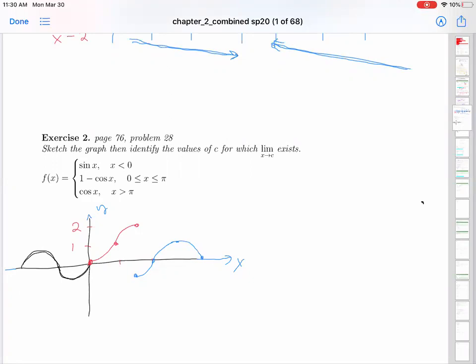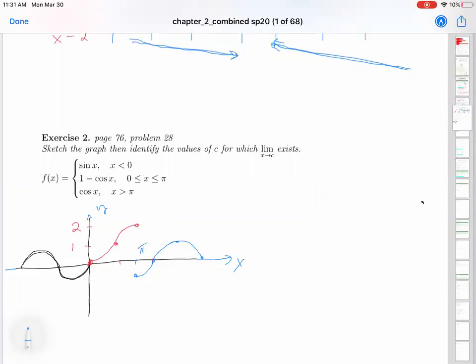So this is the graph that I came up with. The black graph here is the graph of sine of x, and you only take sine of x when x is less than 0. When x is from 0 to pi, then you take the graph of 1 minus cosine of x. You can start with cosine of x, flip it over the x-axis, and then move it up by 1 to get this graph. And then from pi to positive infinity, you would take the graph of cosine of x. So this is the portion of cosine of x starting at x equals pi.